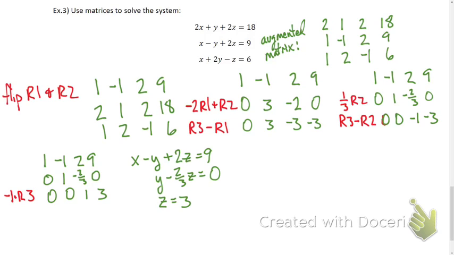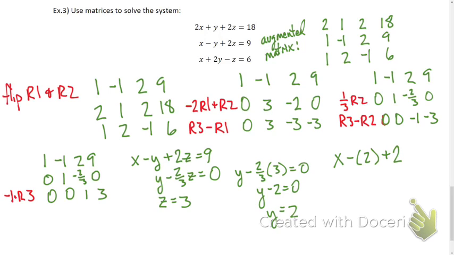So we know z is 3. Let's plug it into the second equation, and that'll tell us what y is. And we know y is 2. And lastly, x, we get 5.